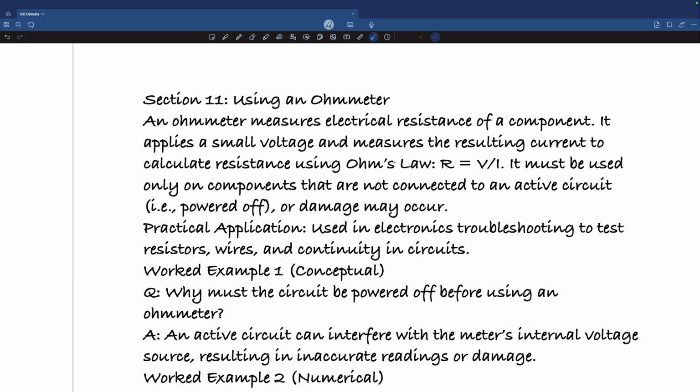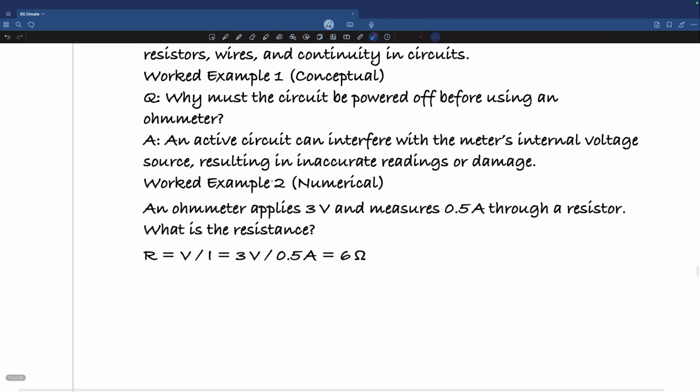But an important thing is before you use an ohm meter, it should be unplugged. Not the ohm meter, I mean the circuit should be unplugged. So if you're trying to measure the resistance in a live circuit, it's not going to work, because you don't want any other current to flow through the resistance except the current sent by the ohm meter, because it's going to base its decision on the current that it sends. And also an active circuit can interfere with the meter's internal voltage, resulting in inaccurate readings. That's what I told you just now.